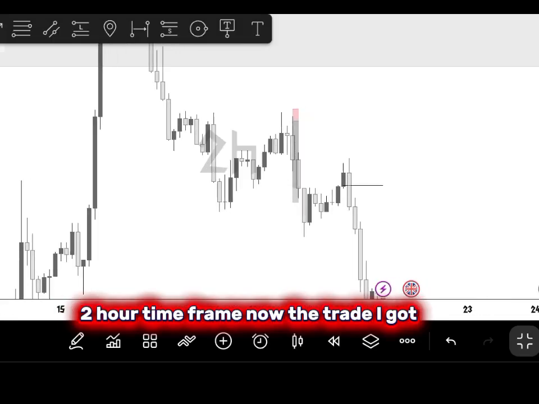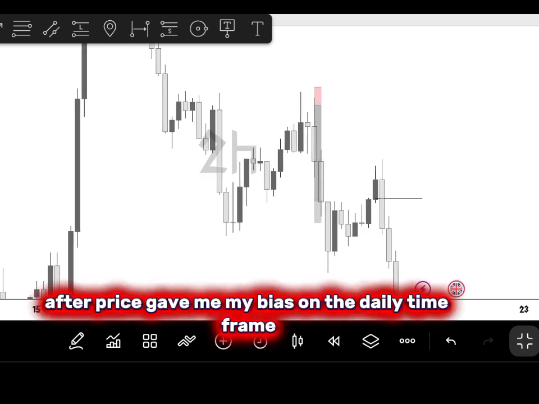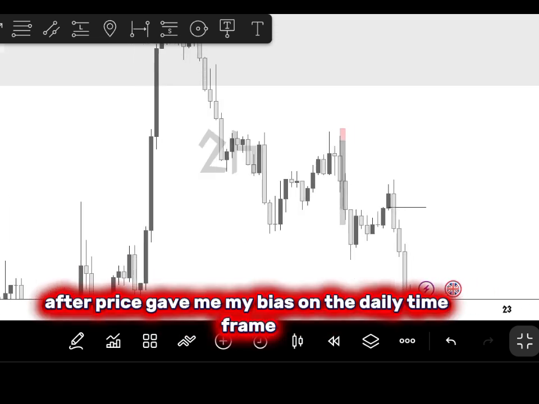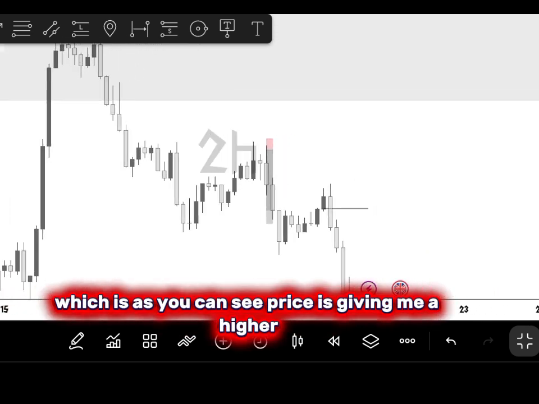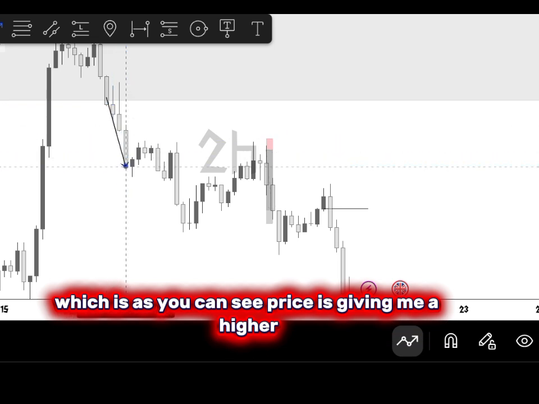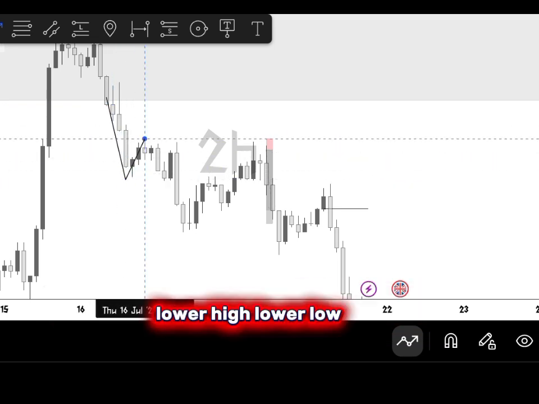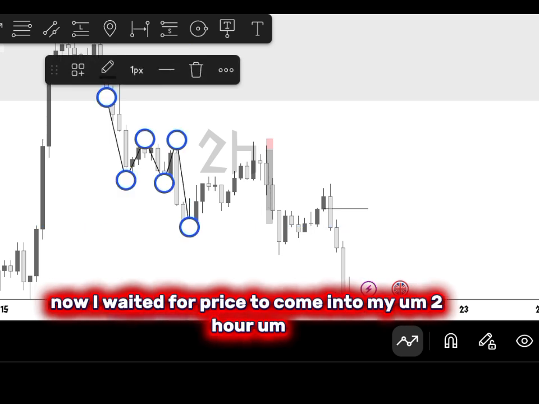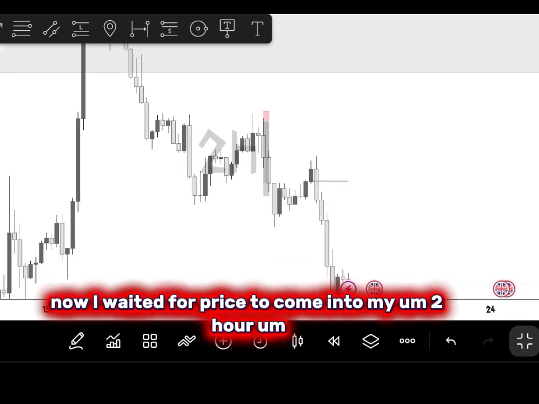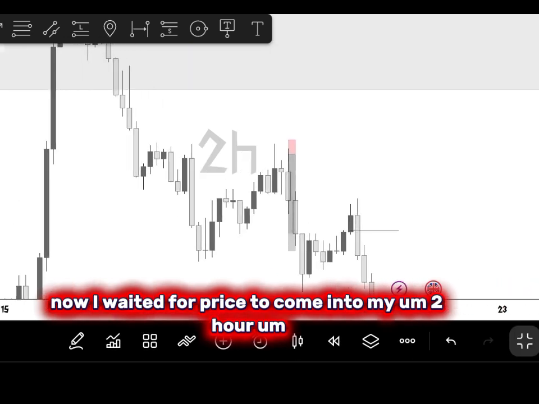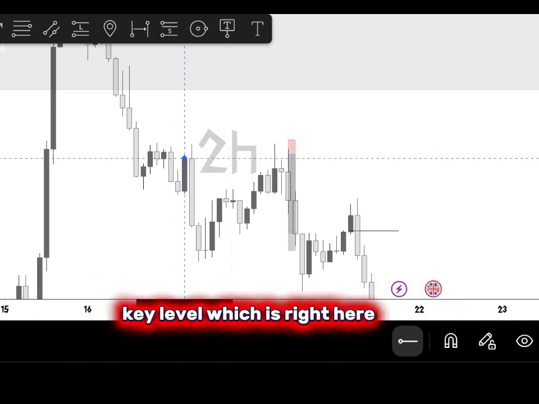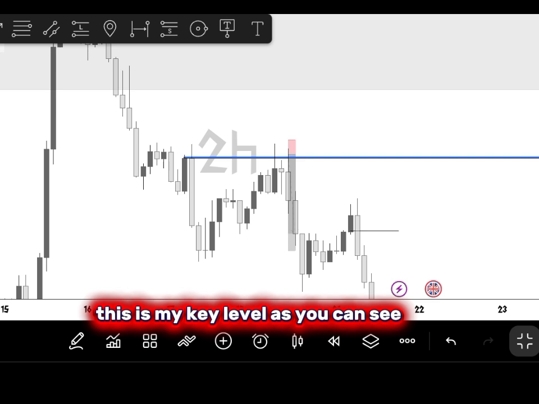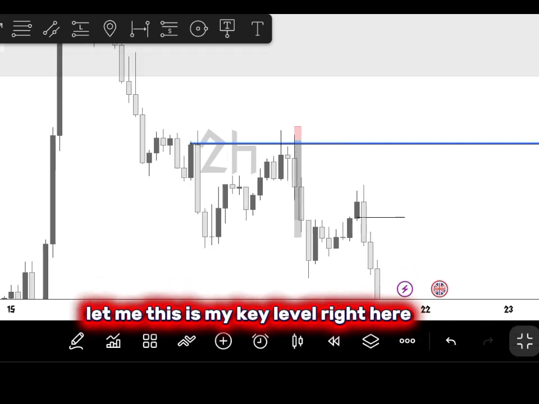Now the trade I caught after price gave me my bias on the daily time frame is, as you can see, price is giving me a higher low, higher high, lower low, lower high, lower low and a lower low. As you can see, I waited for price to come into my 2 hour key level, which is right here. This is my key level. As you can see, this is my key level right here.